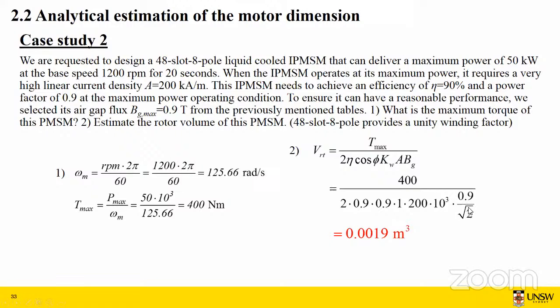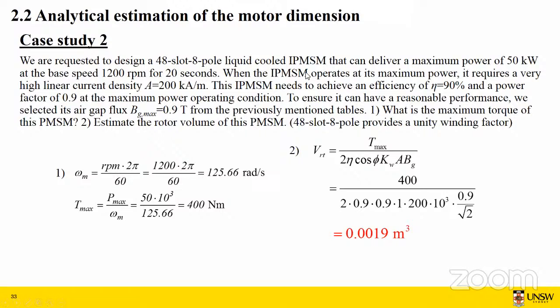Okay, the reason we need to divide 0.9 by square root 2 is this is the peak air gap flux density. Okay, so the generalized equation tells us the rotor volume should be approximately 0.0019 cubic meter. I know this sounds very abstract, but what if I tell you this is the real motor?